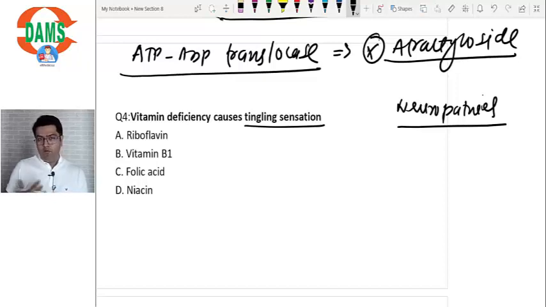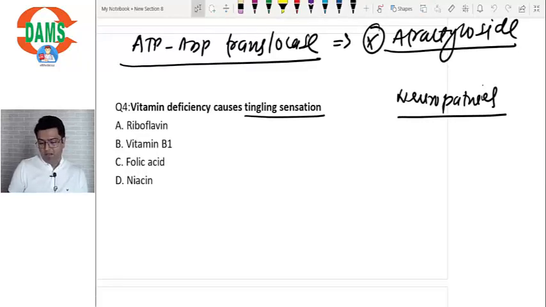So if somebody asks me, sir, which vitamin deficiency causes tingling, I would say it's B12 for sure, right? I will go for vitamin B12 deficiency. But we don't have that in the option, right? If that was there in the option, definitely it's the answer. But this time they made it a little twisted, but it's not twisted, guys.